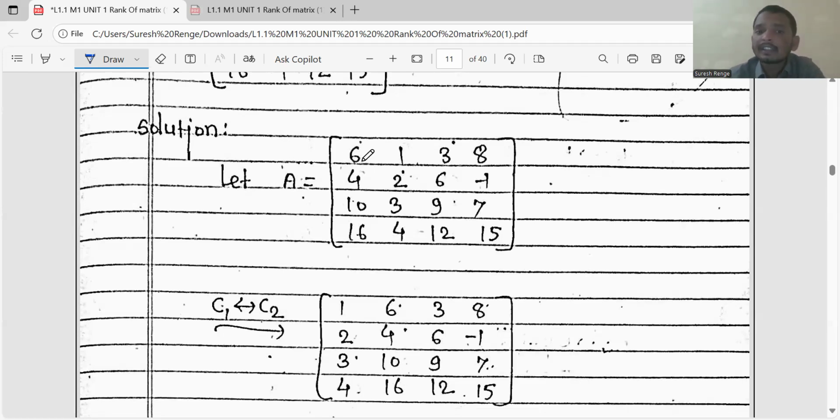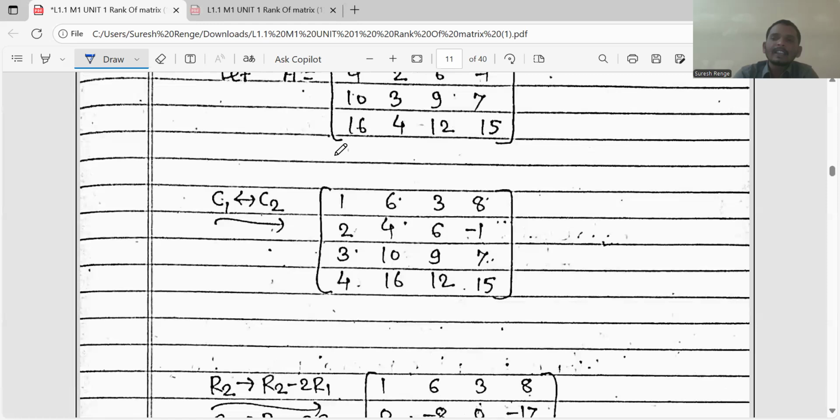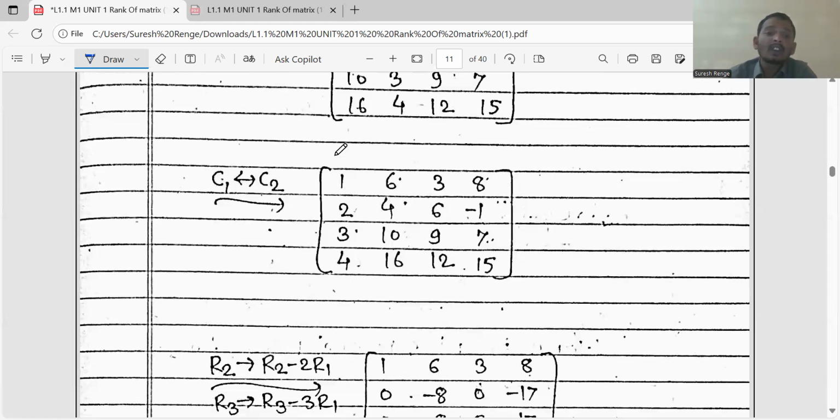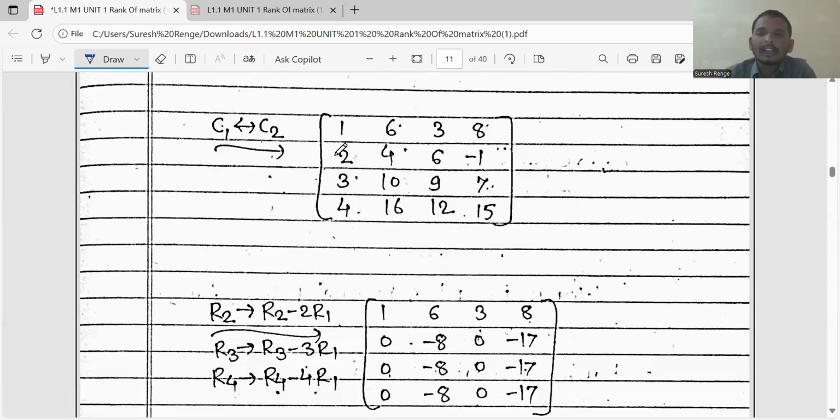Now, let us observe the leading element in row number 1. The leading element is 6. But observe column number 2: its first element is 1. If we interchange column number 1 and column number 2, the leading element becomes equal to 1. Let us apply this operation and interchange column number 1 and column number 2. The matrix becomes such that we have only interchanged column 1 and column 2.